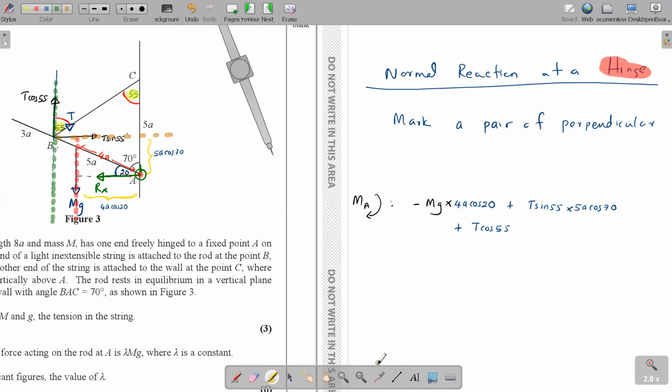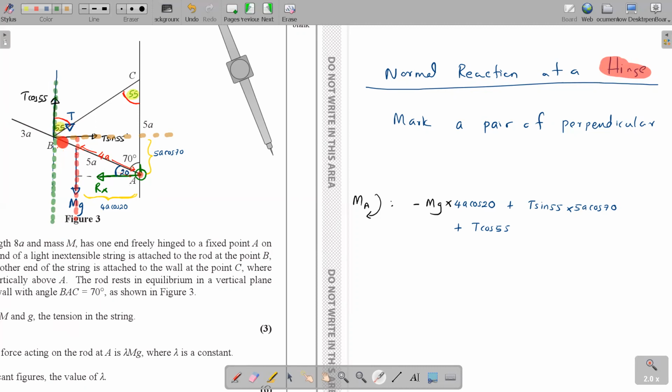What is the perpendicular distance between the green color line and A? Do you guys see it? The green color line and this point A. What's the perpendicular distance? Children, talk with me.